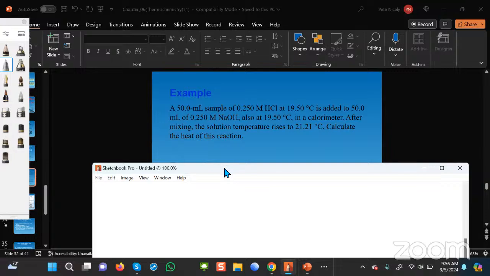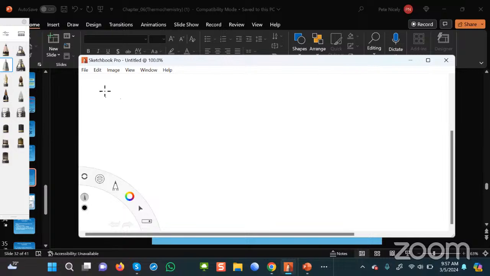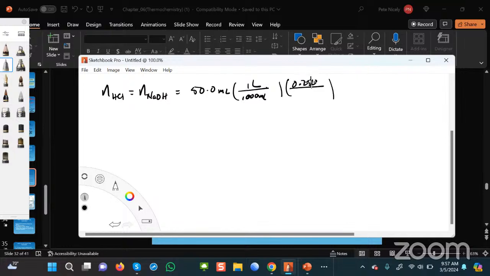So basically you can calculate the moles using those two numbers, the 50 and the 0.250, and you'll be doing that calculation for both hydrochloric acid and sodium hydroxide. So let's do that. I'm just going to say that the number of moles of HCl will be equal to the number of moles of sodium hydroxide, which will be equal to 50.0 mL, which we have to convert to liters, 1 liter over 1,000 mL. And then we multiply by the molarity, which is 0.250 moles for every 1 liter, right?